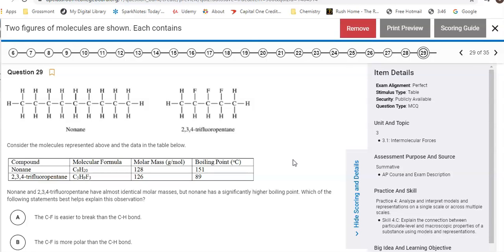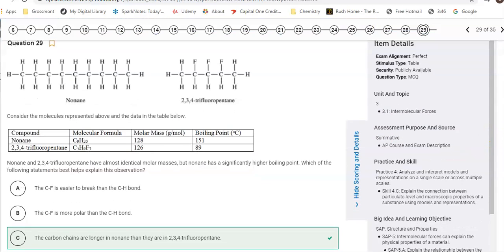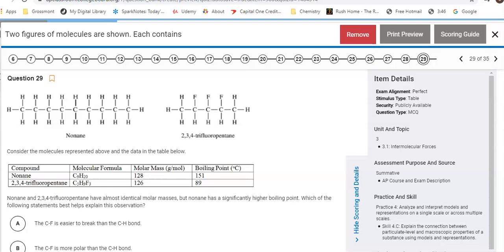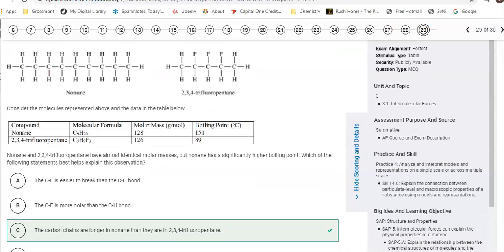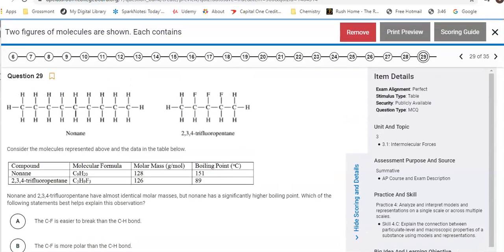Now you would guess it's going to be the one that's polar. But this is one that fooled me. The answer is that the carbon chains are longer in nonane than they are in the trifluoropentane, so they're saying that that one's going to have the higher boiling point. I got this one wrong. I thought since the trifluoropentane has highly polar atoms in fluorine, it was going to be dipole-dipole and be stronger. It turns out it's not.